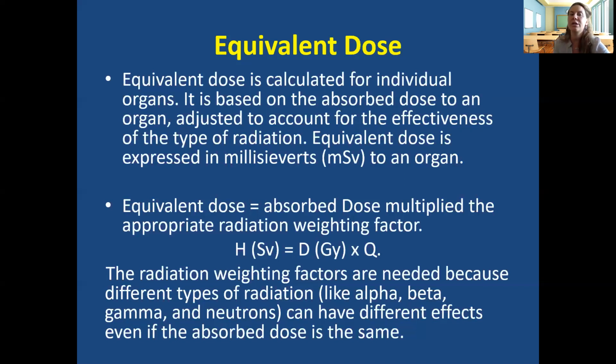Equivalent dose is expressed in millisieverts to an organ. Equivalent dose, what does it mean? It's absorbed dose multiplied by the appropriate radiation weighting factor. So for all our organism, we have different weighting factors. We count it in sieverts. I need the radiation weighting factor because different types of radiation like alpha, beta, gamma, X-ray, neutrons can have different effects, even if the absorbed dose is the same. So the same dose leads to different effects depending on what organ or system is in radiation exposure.